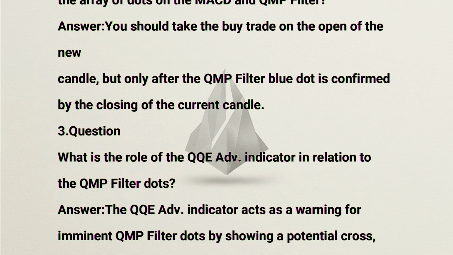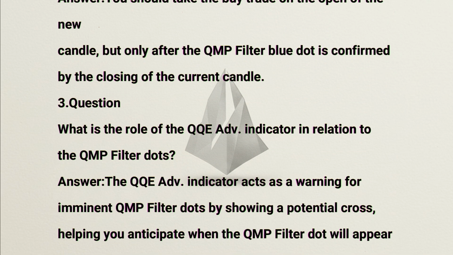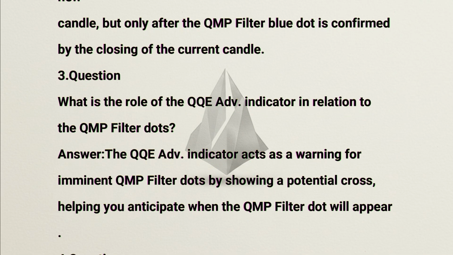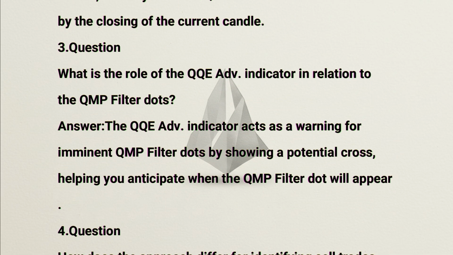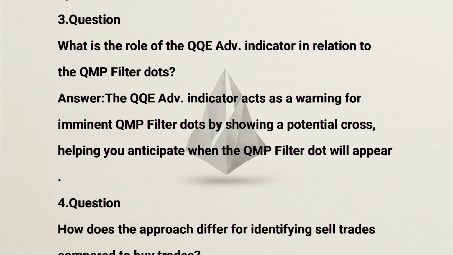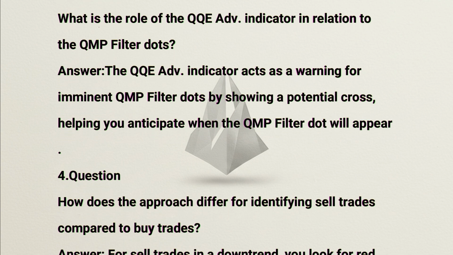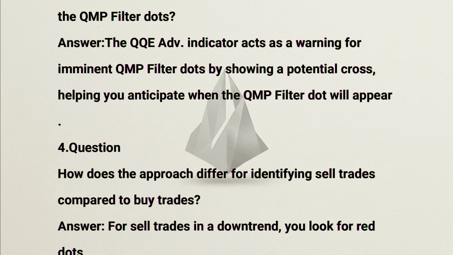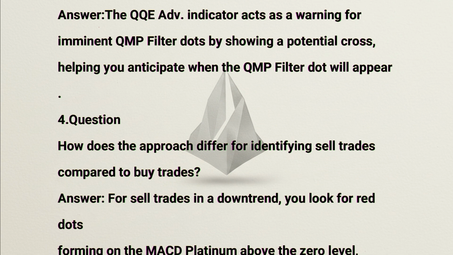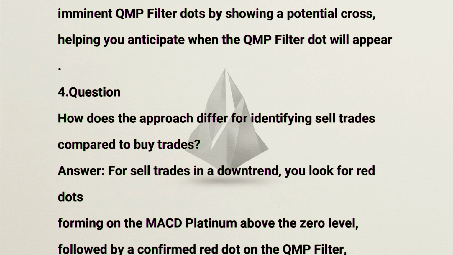3. Question. What is the role of the QQADV indicator in relation to the QMP filter dots? Answer. The QQADV indicator acts as a warning for imminent QMP filter dots by showing a potential cross, helping you anticipate when the QMP filter dot will appear.